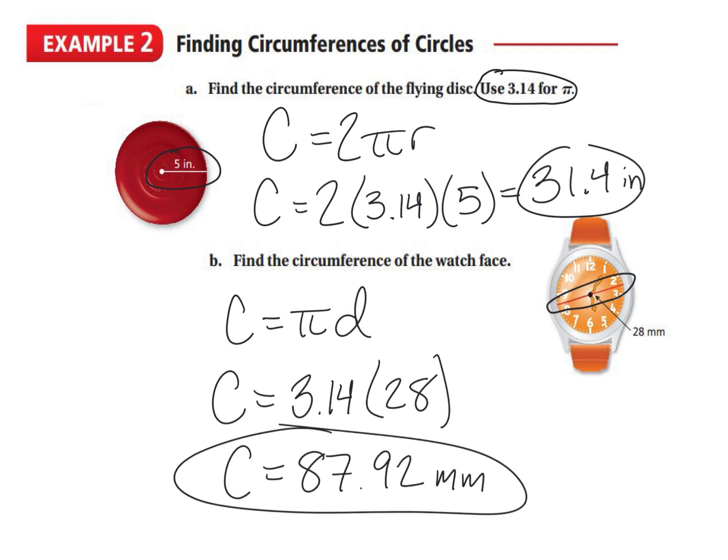And circumference is really nice because of that relationship we have between pi, diameter, and circumference. So we're going to typically note that when finding circumference, it's one of the easier things we can do when it comes to circles.